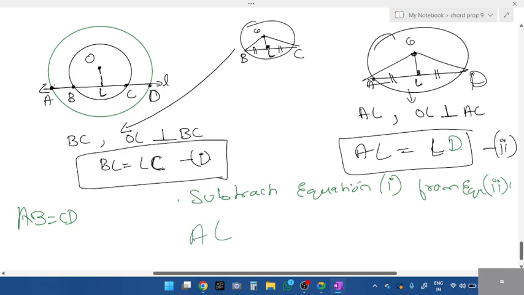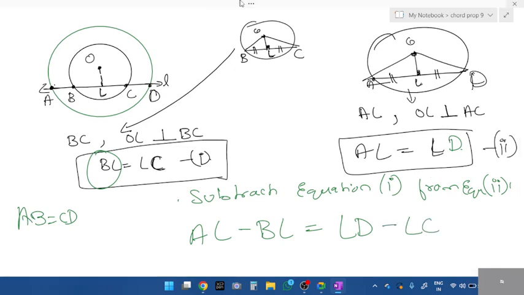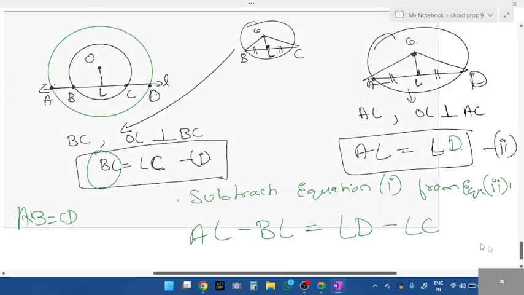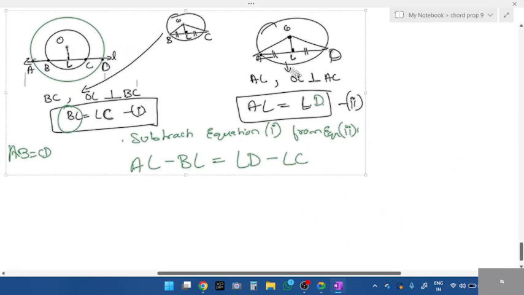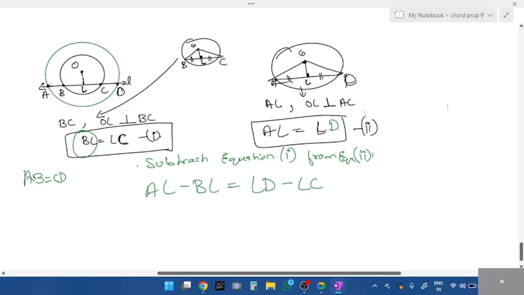AL, left hand side, what do you have? When I take AL, left hand side, what do you have, students? Minus BL. Equal to right hand side, what do you have? LD minus LC. Completed till here. After this, we have the last step. Split the circles, smaller circle, larger circle.